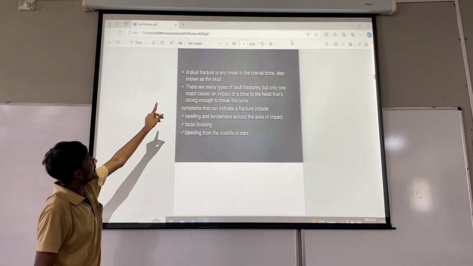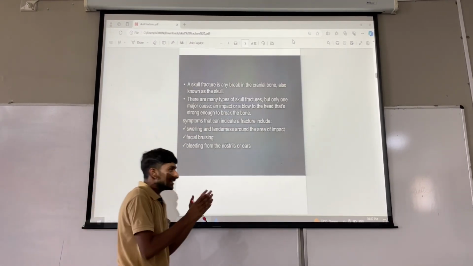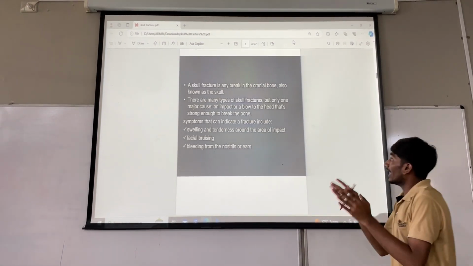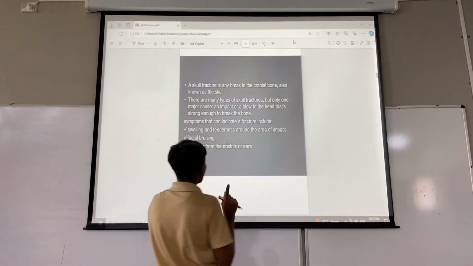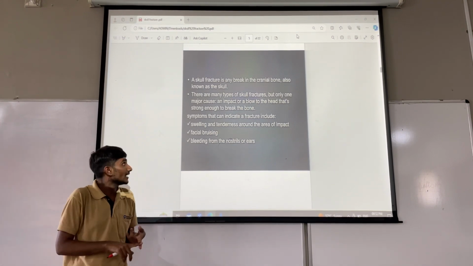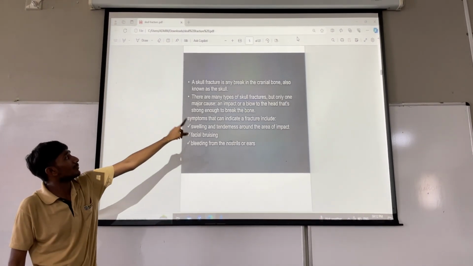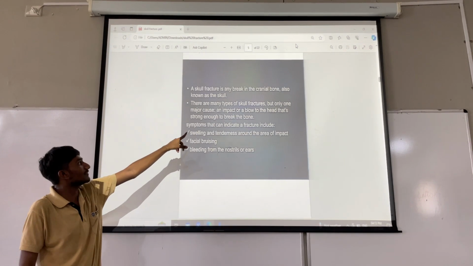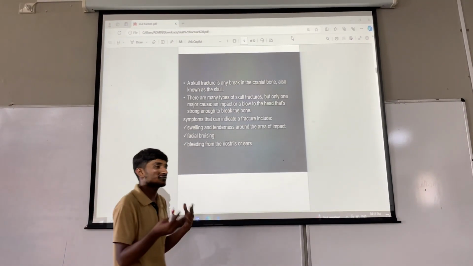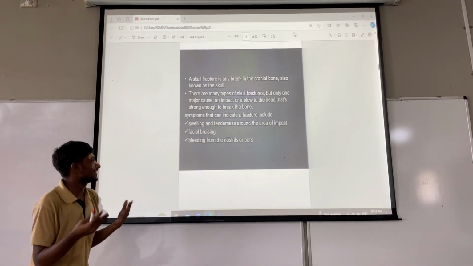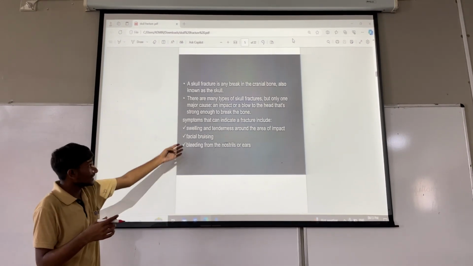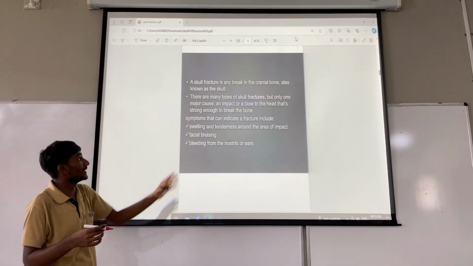A skull fracture is any break in the cranial bone, also known as the skull. There are many types of skull fracture, but one major cause is road traffic accident, trauma, head injury, a major impact or blow to the head that is strong enough to break the bone. Symptoms that indicate a fracture include facial bruising, bleeding, hematoma, swelling, and tenderness around the area of impact.